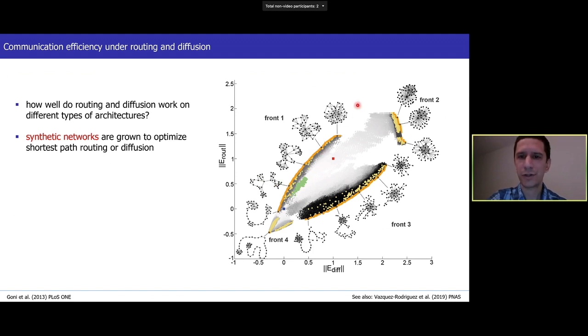So routing is a much better mechanism for networks that have prominent community structure. In front 3 here, what you have is a very different type of network, and these are networks that have a very prominent core or rich club. So this is a central group of nodes that are densely interconnected, and here, diffusion efficiency is not actually disadvantaged relative to routing.